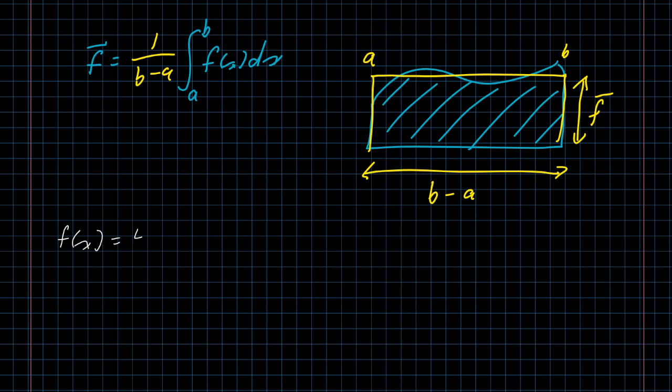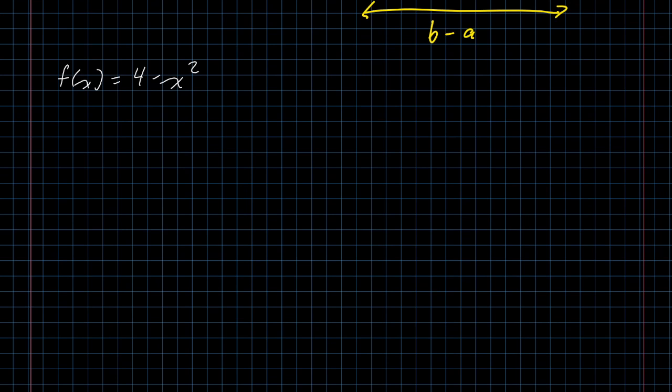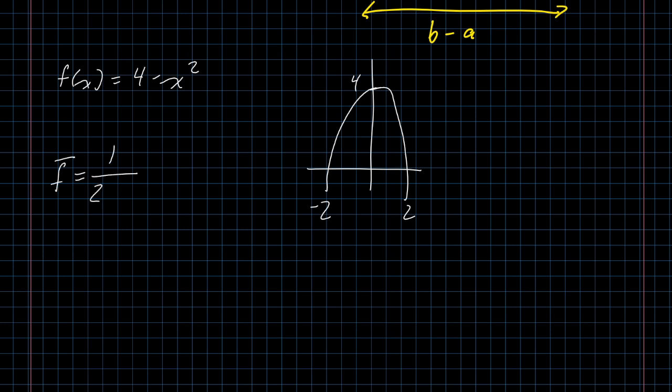As an example, let's take a look at the function f of x equals 4 minus x squared. We've looked at this particular function more than once previously. We know that it is a parabola that opens downward. It goes from -2 to +2, and sure, that points at 4, but that's not really what matters. The average value in this case, f bar, is going to be 1 over 2 minus negative 2 times the integral from negative 2 to positive 2 of 4 minus x squared dx.